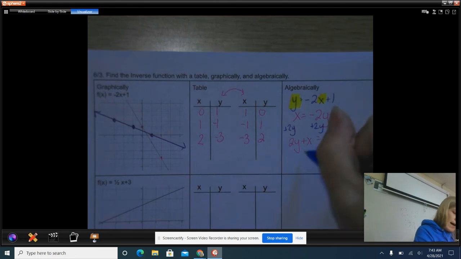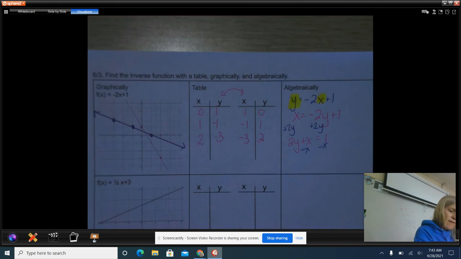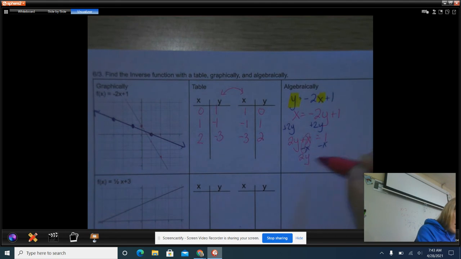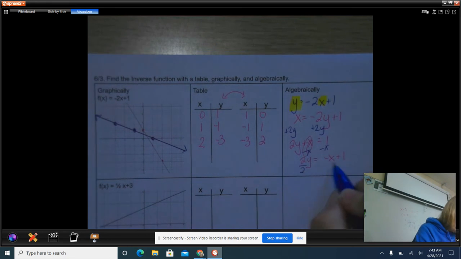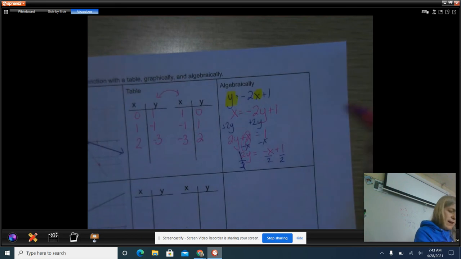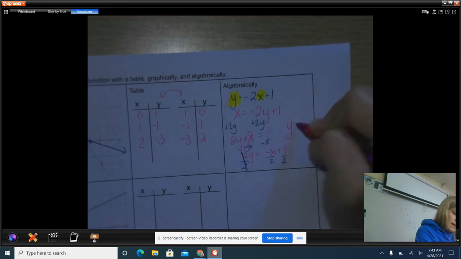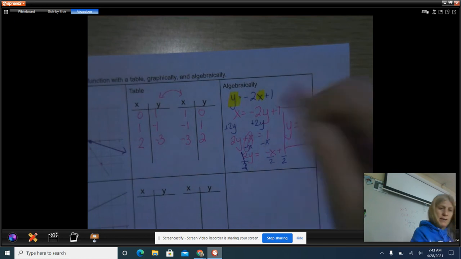We're going to subtract x from both sides. Remember, we want that first. So 2y is equal to -x plus 1. And we're going to finish by dividing everything on both sides by 2. Okay, so for our final answer, y is equal to -1/2 x plus 1/2. And that is our equation.